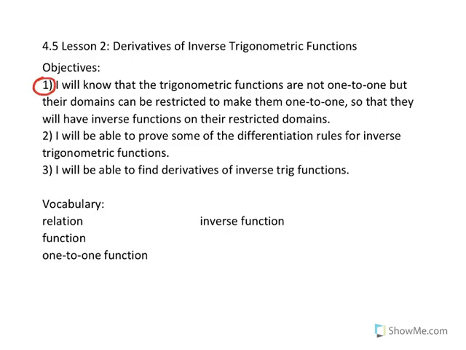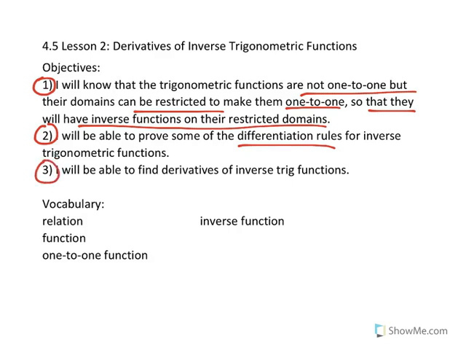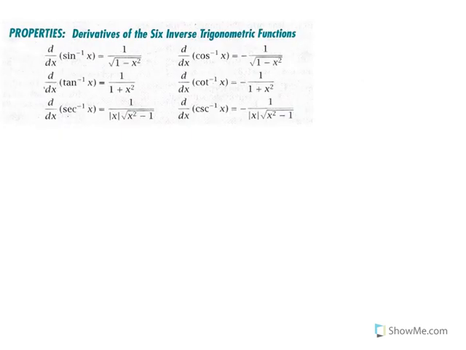So we looked at objective 1. We saw that the trigonometric functions are not 1 to 1, but their domains can be restricted to make them 1 to 1 so that they will have inverse functions on their restricted domains. And now we will take a look at proving the differentiation rule for the inverse tangent function. And then we'll look at 4 examples for using the differentiation rules for the inverse trig functions to find derivatives of inverse trig functions.